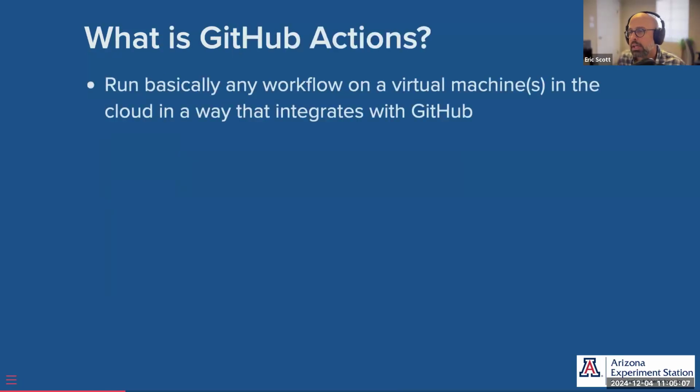So what is GitHub Actions? GitHub Actions allows you to run basically any workflow on a virtual machine in the cloud in a way that integrates with GitHub. Let me break that down a little bit. Basically any workflow, so this could be R code, Python code, shell scripts, whatever you want, on a virtual machine. It's going to set up a bare bones, brand new virtual computer that starts with installing an operating system. You don't have to do that. It's doing that for you. But you can think of it like every time these run, it's a brand new computer.